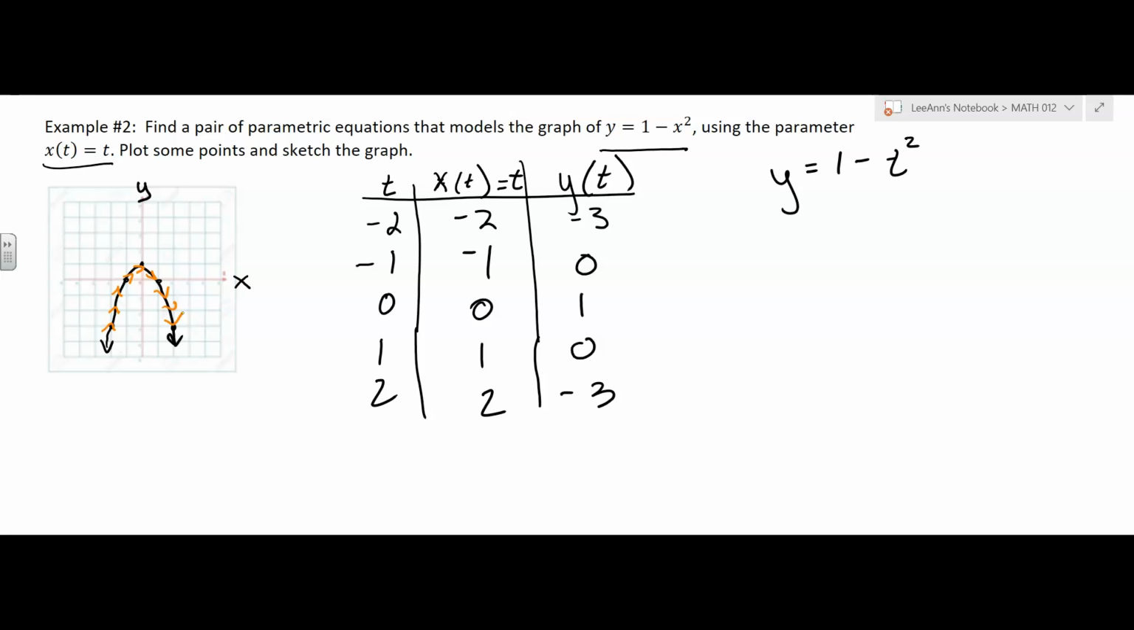So as we get into a more complicated example, a little bit more complicated, in the next one, you'll be able to see it a little bit better.